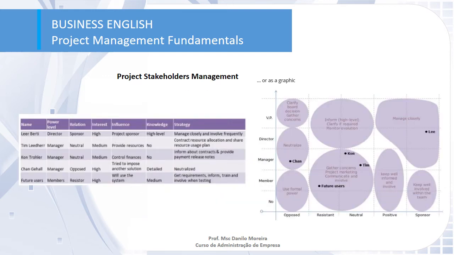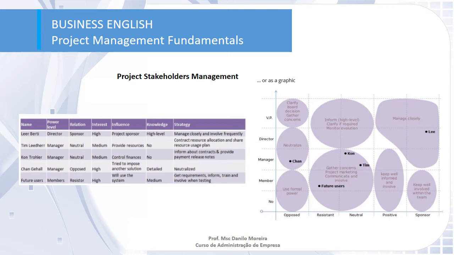Here, you have one tool that we use to identify stakeholders. Actually, we have two different tools. The first one is a simple table, where you put the information of these people: the power level, the job role inside the company, the relation of this person with the project, the interest of this person in the results of the project, if it's high, medium, or low, the level of influence, the level of knowledge about the project, if it is necessary to inform them, and the strategy in order to achieve the best results.